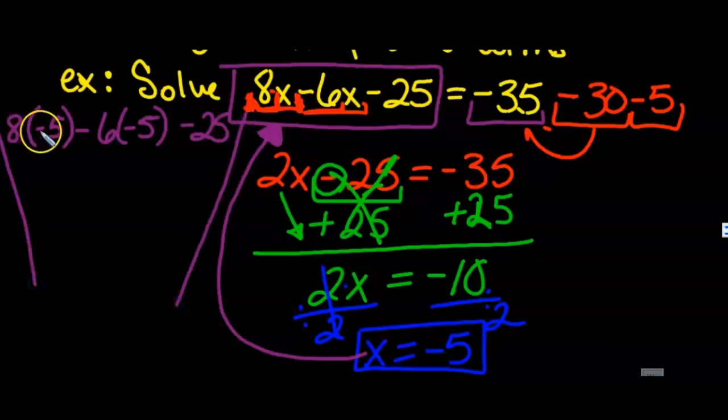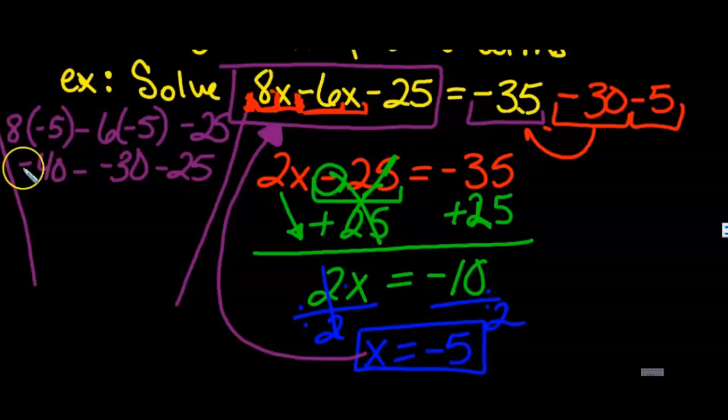8 times -5 is going to be -40. Minus 6 times -5 is -30. Minus 25. And now all we have to do is add or subtract from left to right.